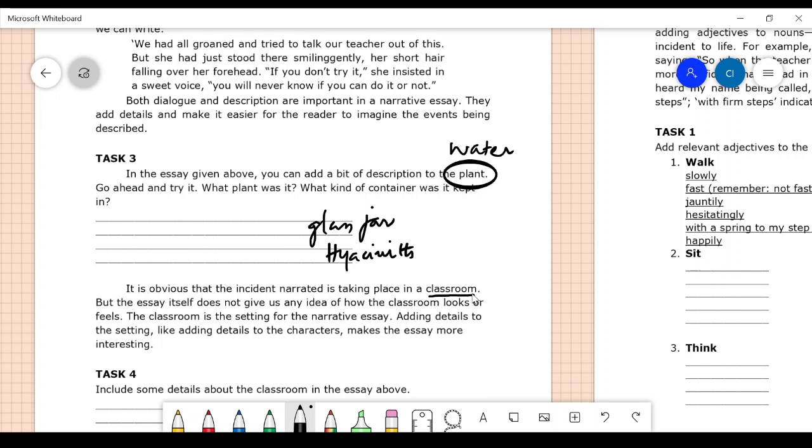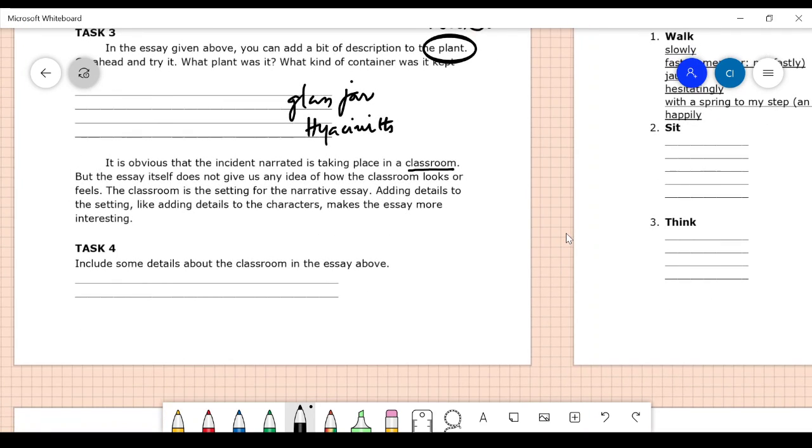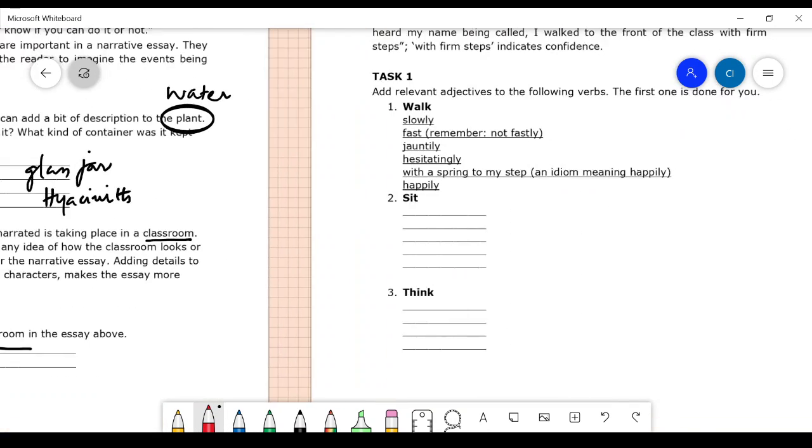You can write that it seems to take place in a classroom. Adding details to the setting. So we have seen up to that. And task 4 asks about the classroom. Now, details about the classroom. It is asking about the details in the classroom. So it's very easy.